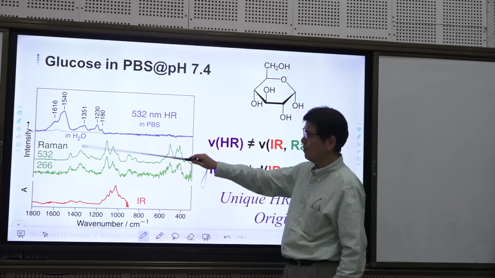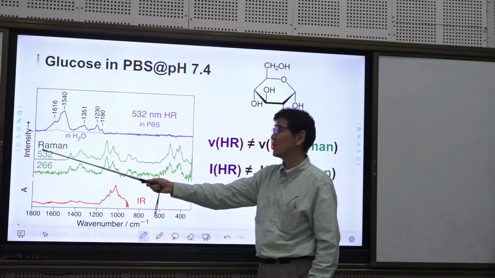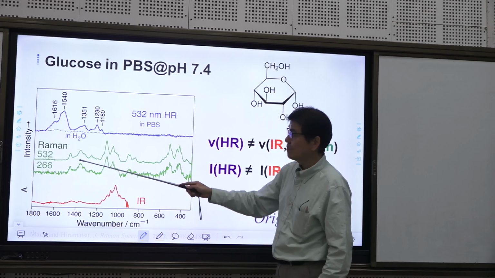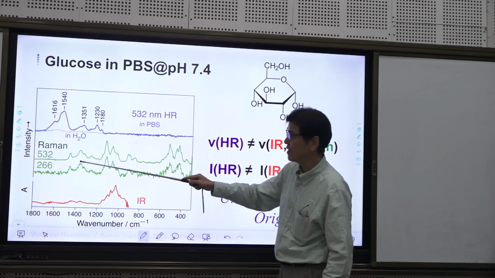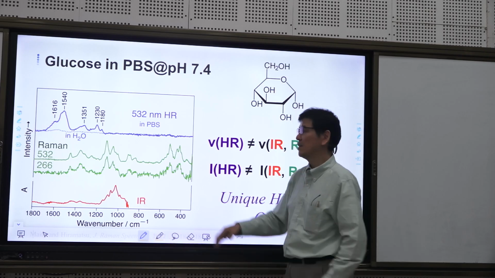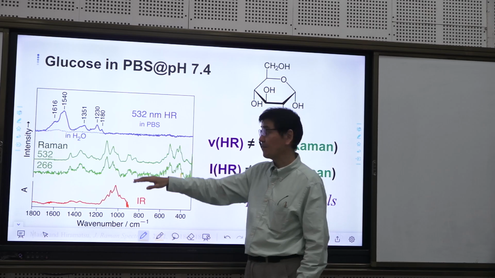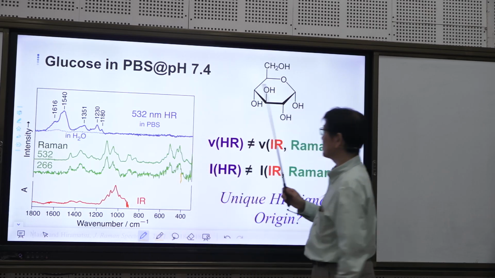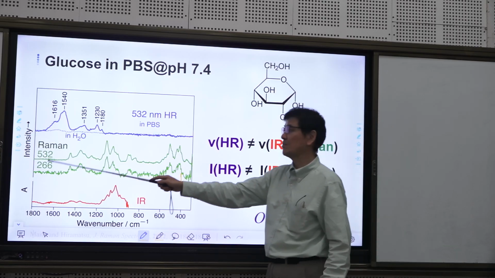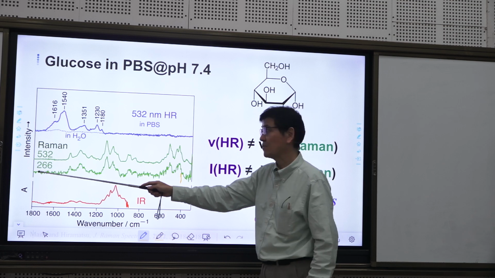And green is the Raman spectrum excited with 532 nanometer or 266 nanometer. Peak position is identical between these two results. So they are the non-resonance Raman spectrum. This molecule does not have a chromophore at 266 nanometer, so even with UV excitation, it is non-resonance Raman.